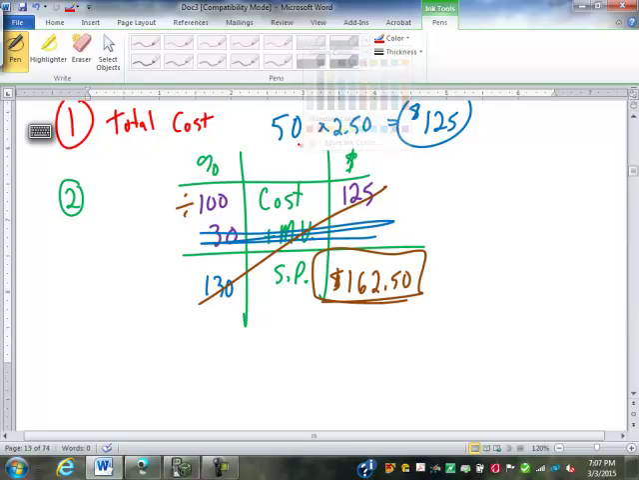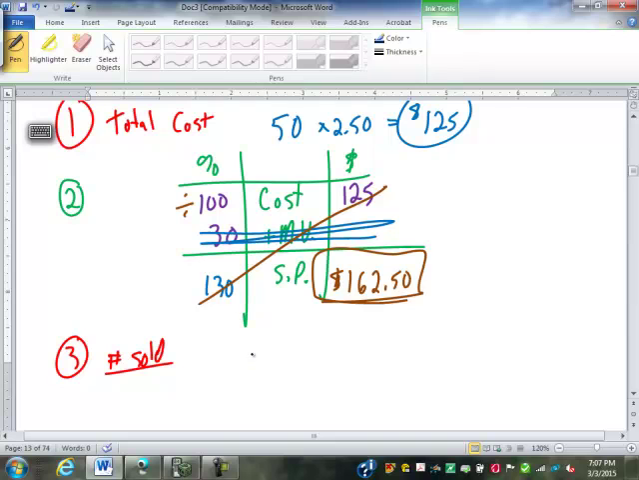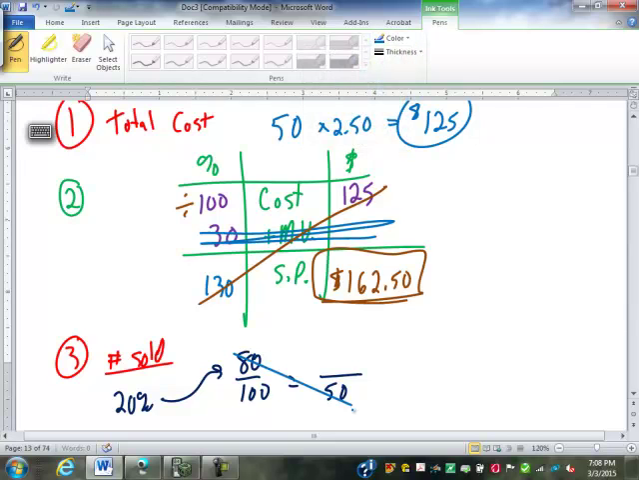What's next? Number that you're sold, yes. What percent goes unsold? 20%, which means what percent is sold? 80% is sold. 20% gives us the 80%. Out of 50, which means we're going to sell how many? 40. 80%, 80 times 50 divided by 100 is 40 sold.